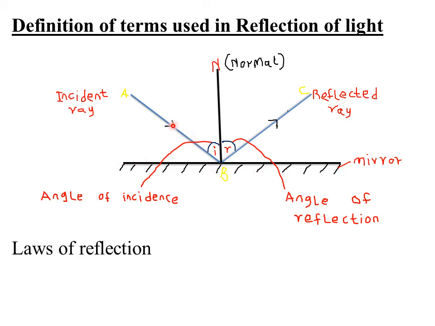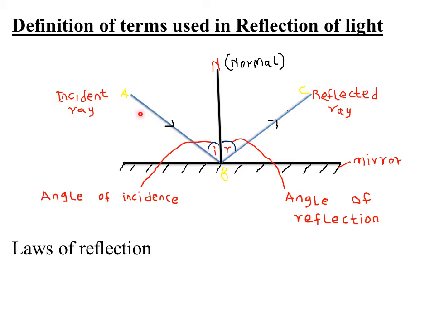So you can see this incident ray, the normal, and the reflected ray, they lie on the same plane. That is, they lie on the same side of the plane. Remember, this mirror has the upper side and also the lower side. So when we say they lie on the same plane, it simply means that they are all on the upper side. They can also be on the lower side, but they all have to be on the same side of the mirror.